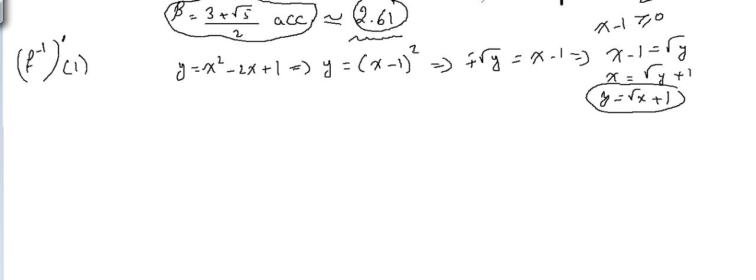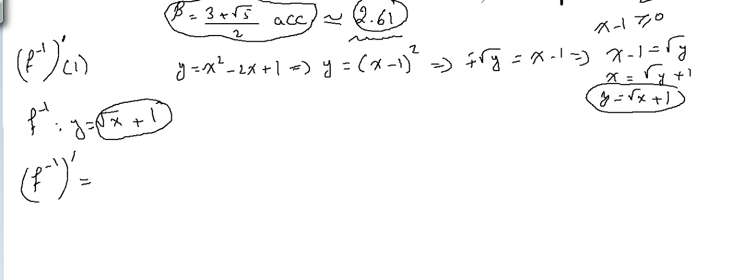So since f inverse is y equals radical x plus 1, we want to find f inverse prime of 1. Let's find f inverse prime first. What is f inverse prime? The derivative of radical x plus 1. For sure, the derivative of 1 is 0. What is the derivative of radical x? It's the derivative of radical u. Remember, the derivative of radical u is u prime over 2 radical u. This is the rule of it.